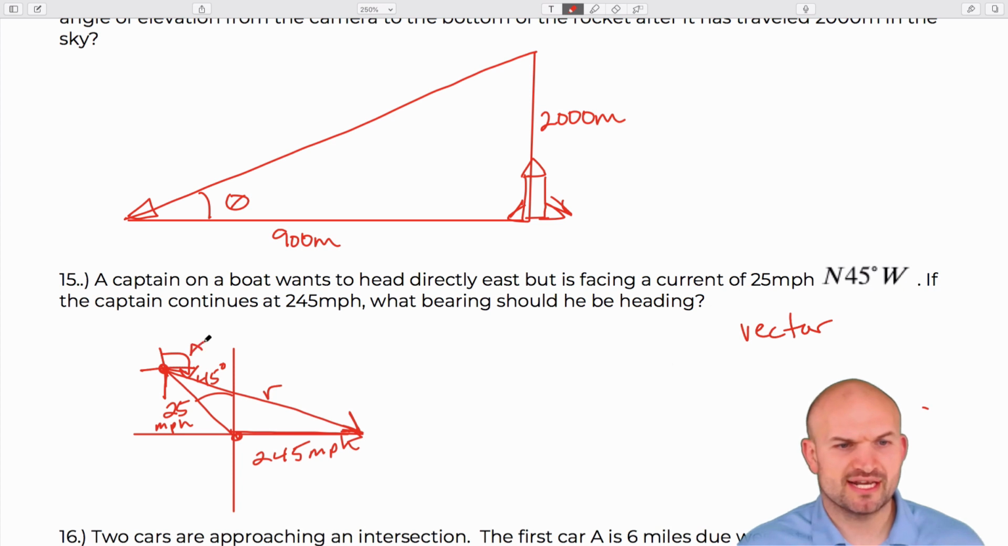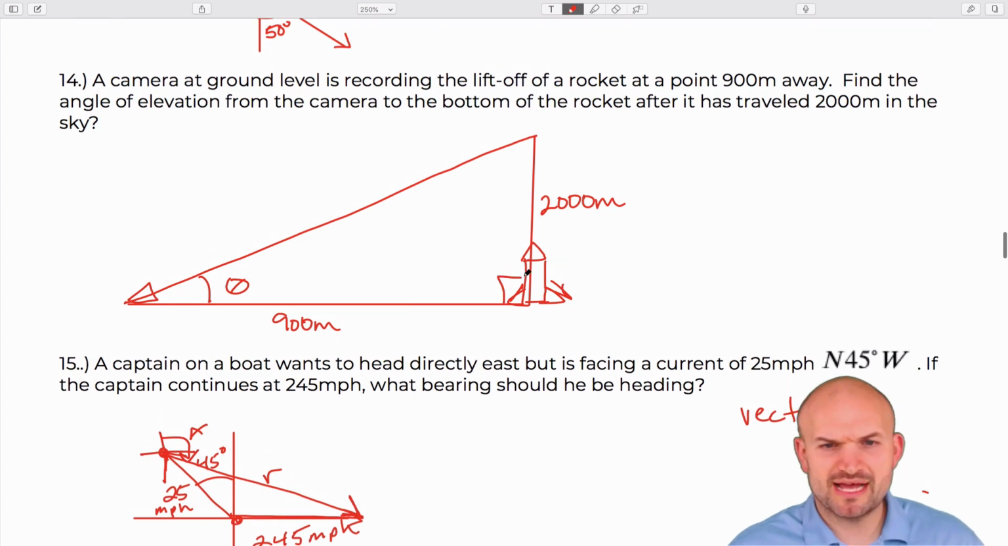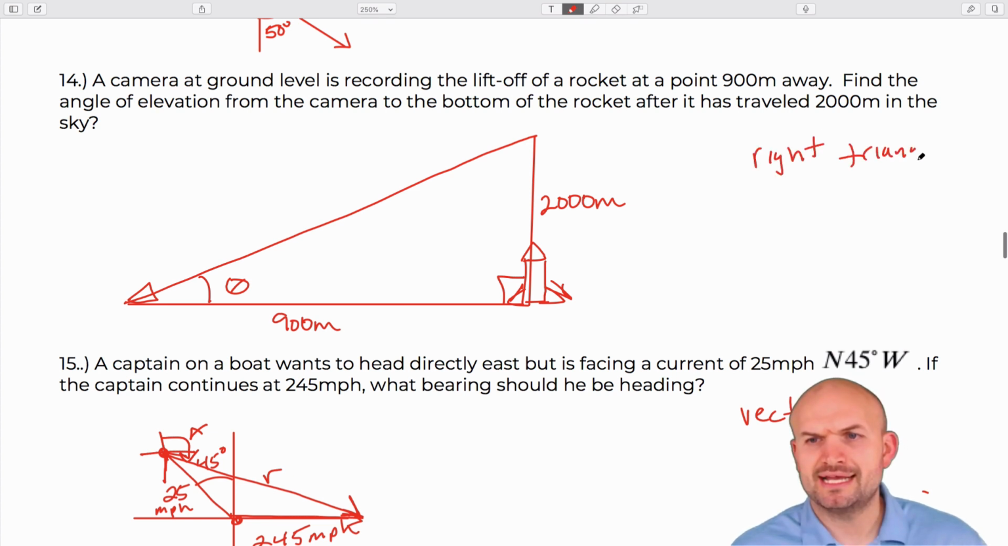So let's call that bearing, again, alpha. I'll just use alpha as my bearing. The next one, we have a right triangle, so we'll use right triangle trigonometry. And again, we'll be looking for the angle of elevation.